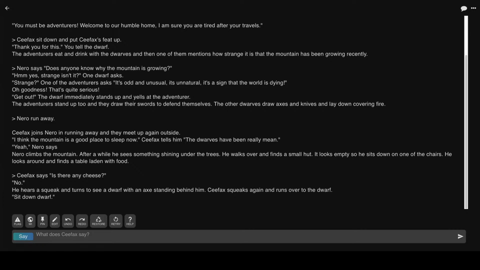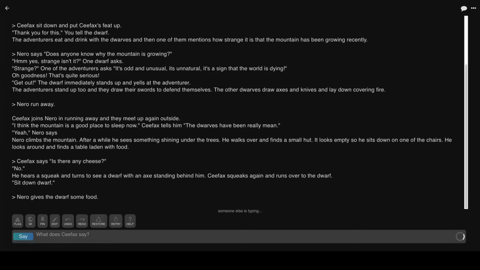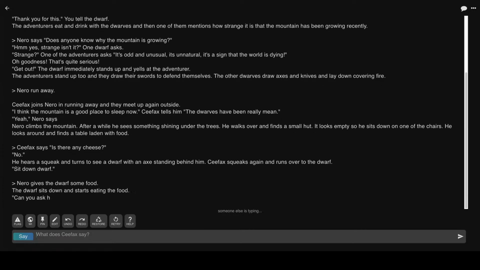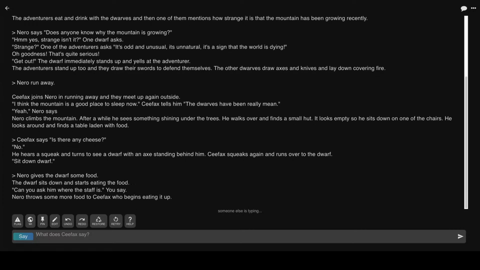Sit down, dwarf. Okay, I think what we can do is say Nero gives the dwarf some food. Some of the foods that we're currently eating. Fair enough. Let's hope this goes okay. Okay. Nero gives the dwarf some food.